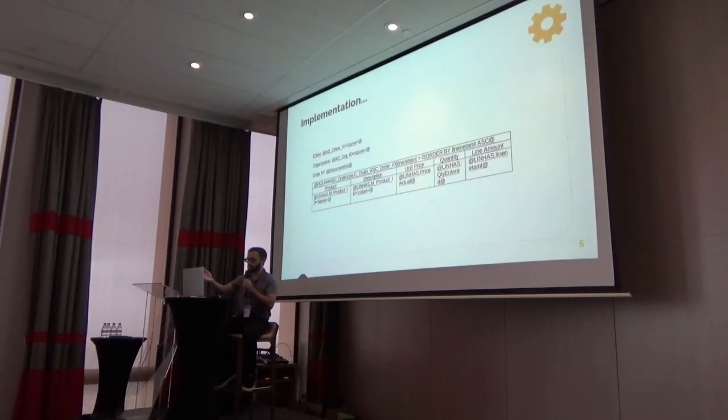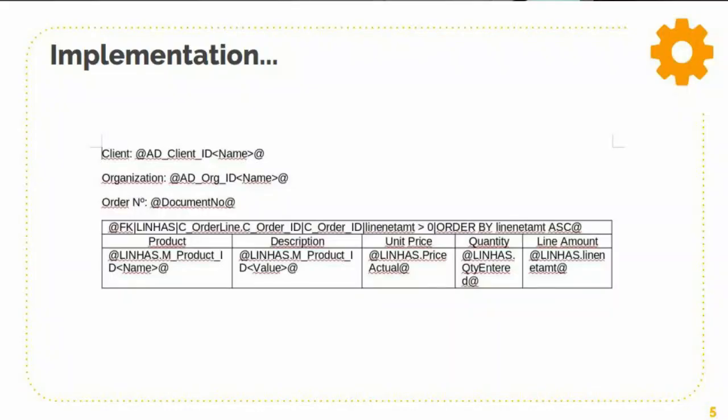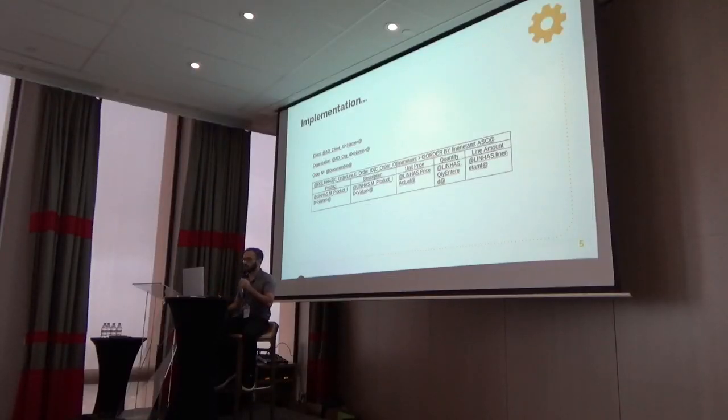To implement, the syntax I use is this, with an at sign and the name of the column you want to show. If the column is an ID, we can use those symbols to take a column in the table, like client, organization, document number, and this is to iterate over the rows, like order lines.